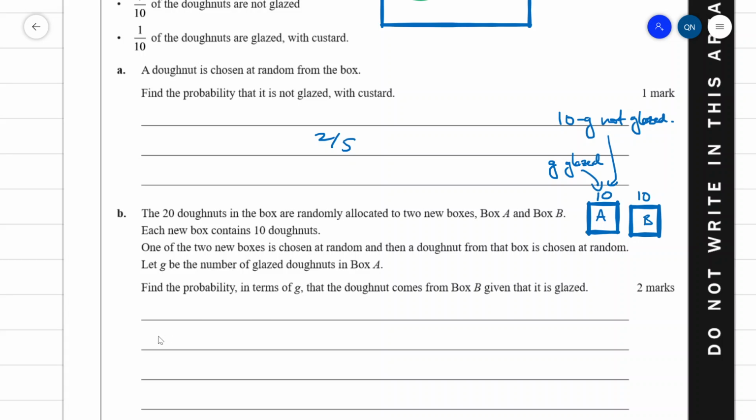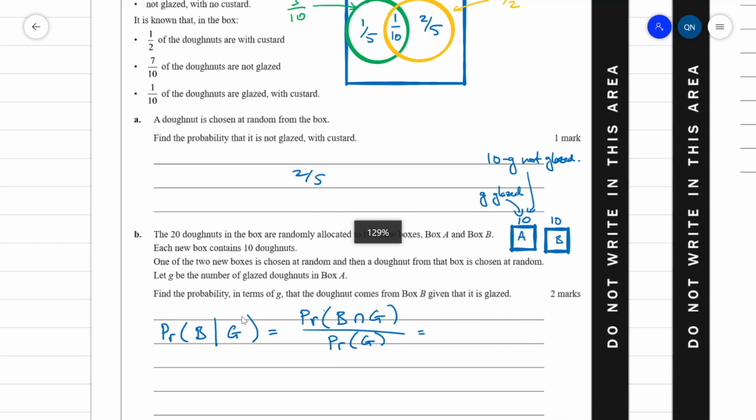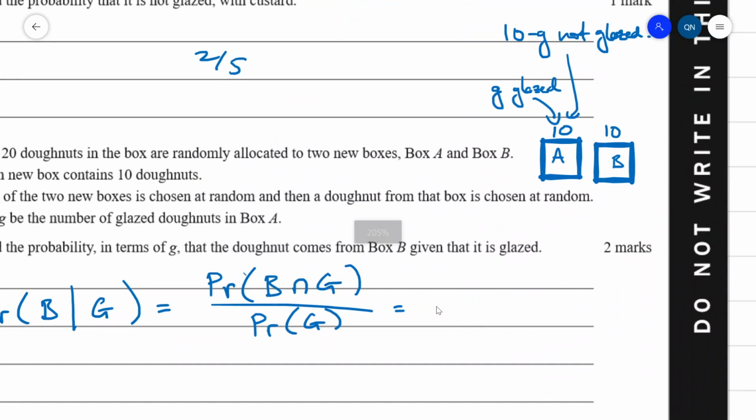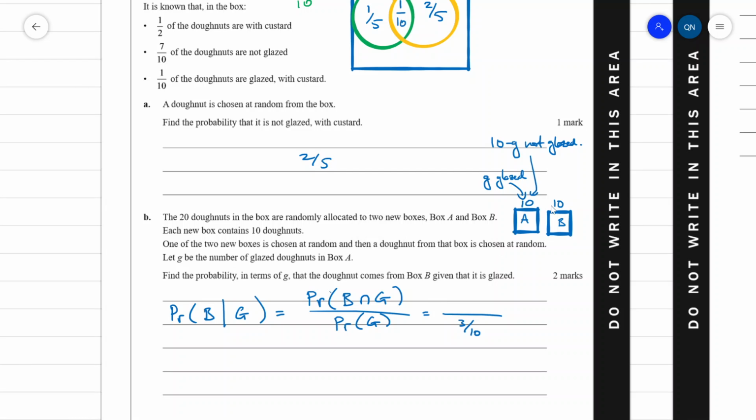I'm very rusty on this. So find the probability in terms of G that the donut comes from box B, given that it is glazed. Okay, so let's do this conditional probability. This is the probability that it's box B and it's glazed, divided by the probability that it's glazed. So what's the probability that it's glazed? Well, it is exactly 3/10 over there. Now what's the probability it's box B and it's glazed?